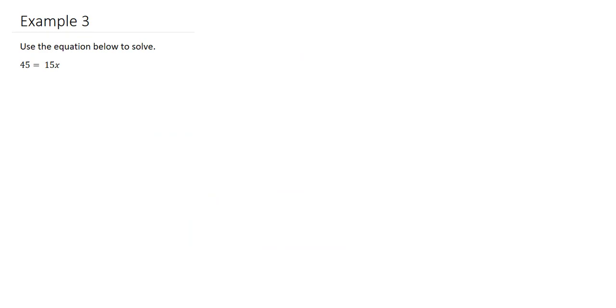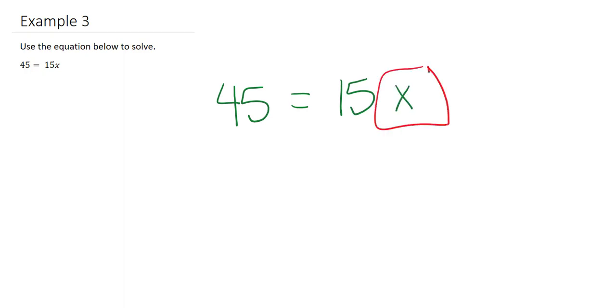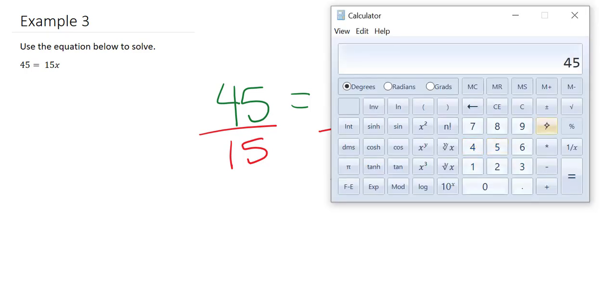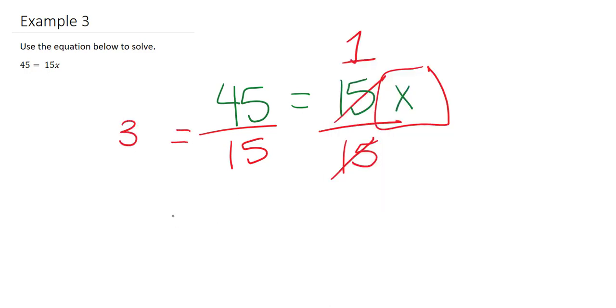Example 3: we're going to use the equation below to solve. We have 45 is equal to 15x. In order to solve, we need to get x by itself. So we're going to divide by 15 on both sides. This just becomes 1x. Now 45 divided by 15, we can get our calculators out, is equal to 3. So x is equal to 3. Now let's look at one more example.